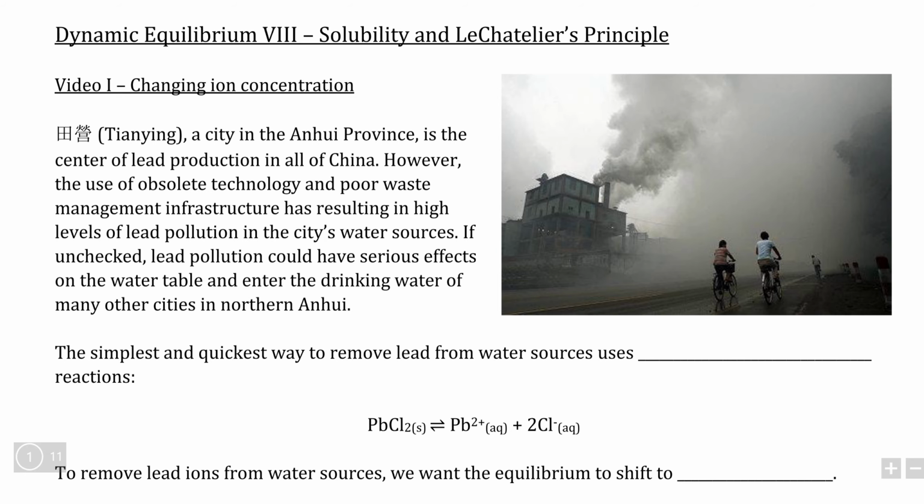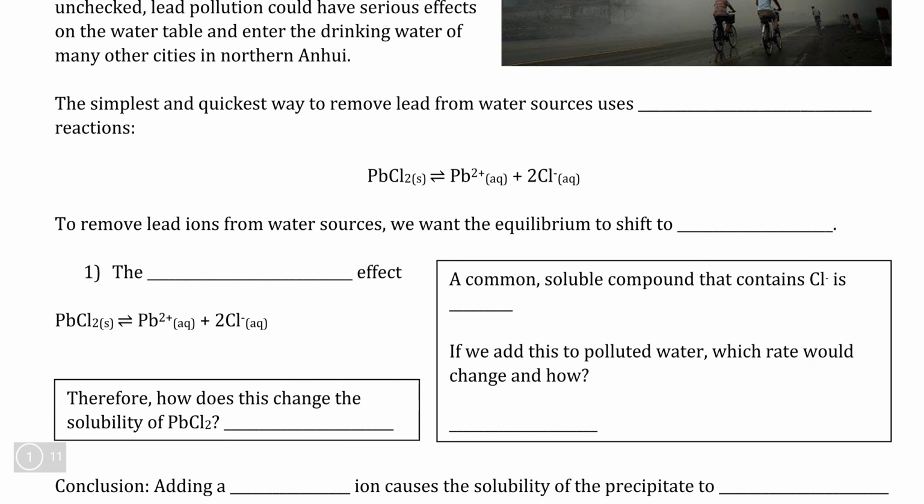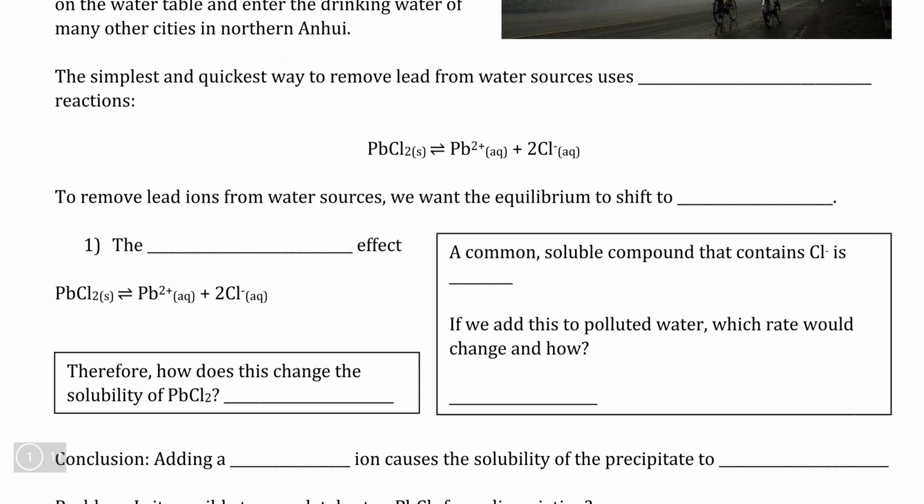So in order to deal with this problem, we need relatively quick and simple solutions that take advantage of relatively simple chemistry. And the easiest way to get lead out of contaminated water sources is to use precipitation reactions simply by adding an ion that will react with lead in order to give us an insoluble precipitate and therefore get it out of the solution.